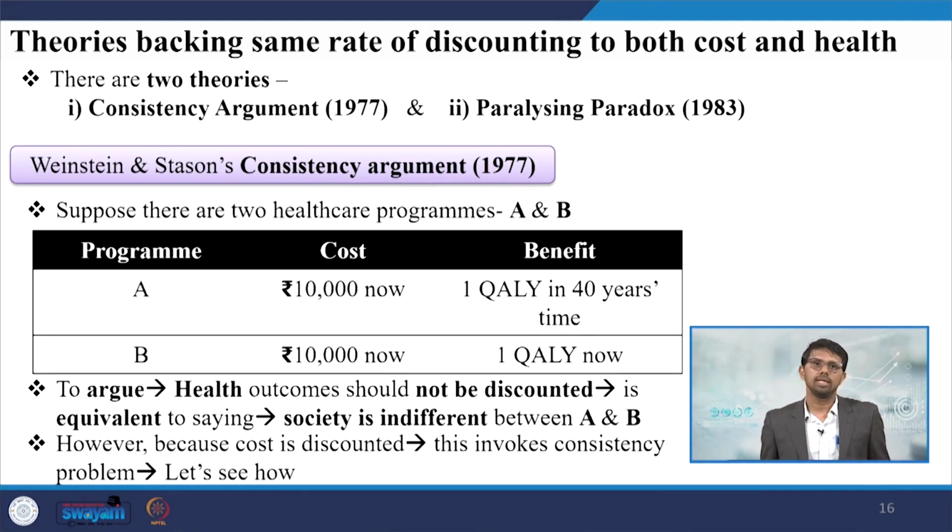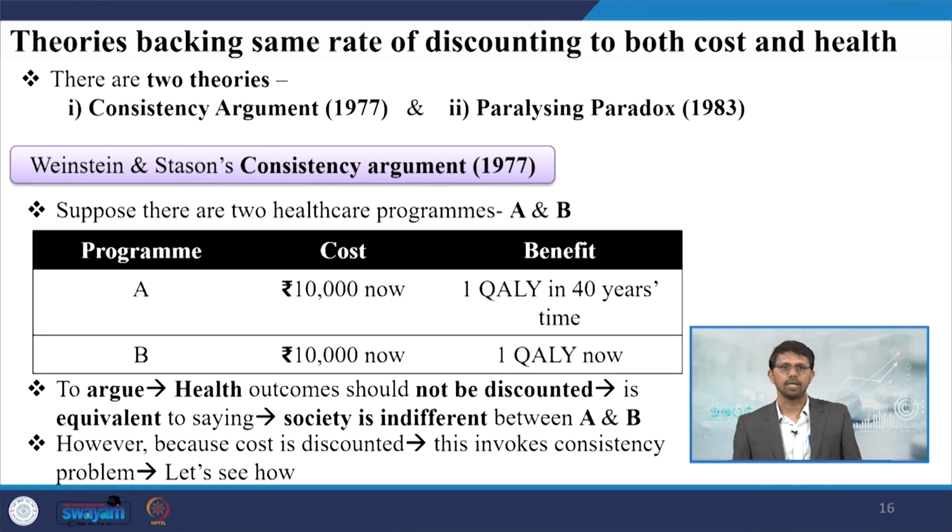Hence, to argue this, health outcomes should not be discounted, which is equivalent to saying that society is indifferent between A and B. However, because cost is discounted, this invokes a consistency problem, and let us see how.